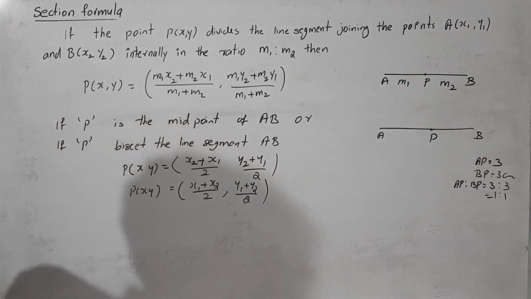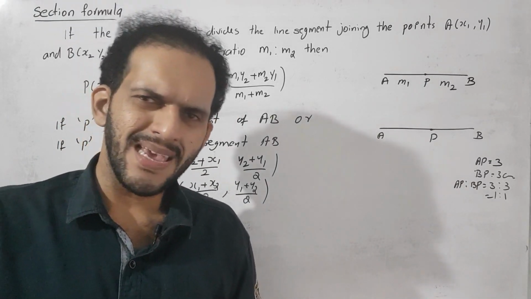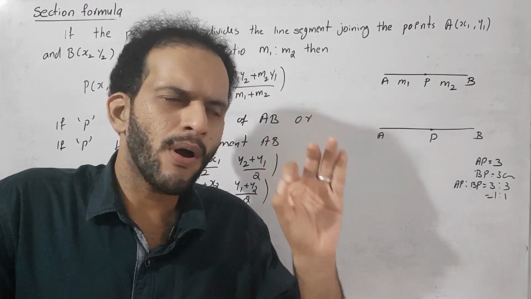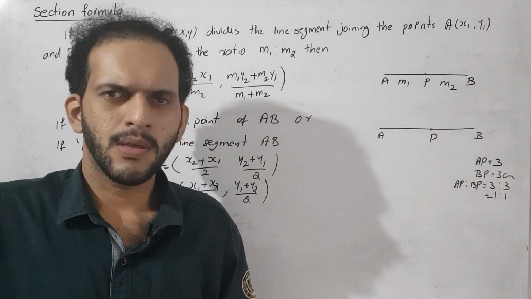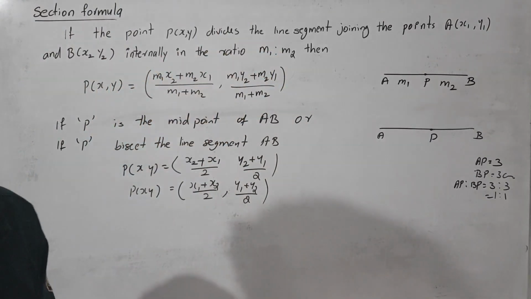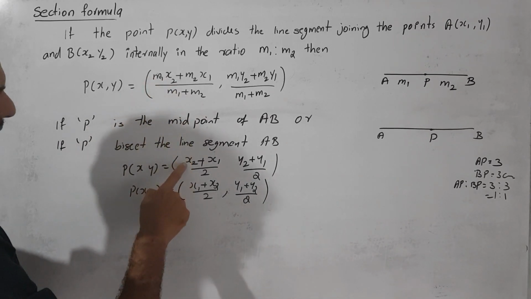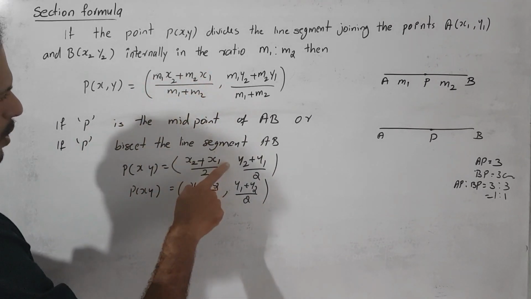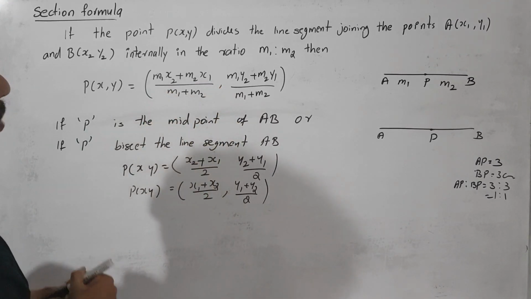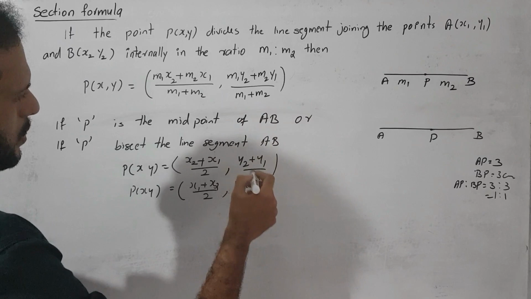Okay, if the values of m1 and m2 are equal, both are 1, when P is the dividing point, the midpoint of the line segment, or that point bisects the line segment. In both cases, what is the value of m1 and m2? The values of m1 and m2 are 1. So what changes happen? 1 into x2 is x2, 1 into x1 is x1, by 1 plus 1, which is 2. And 1 into y2 is y2 and 1 into y1 is y1, by 1 plus 1, which is equal to 2.